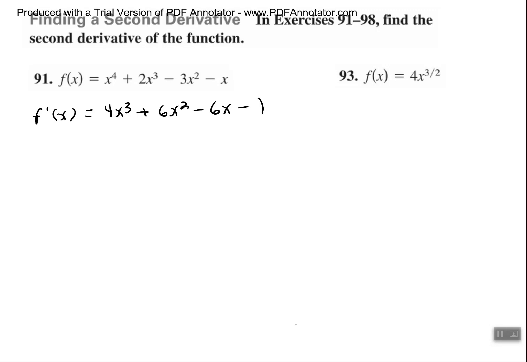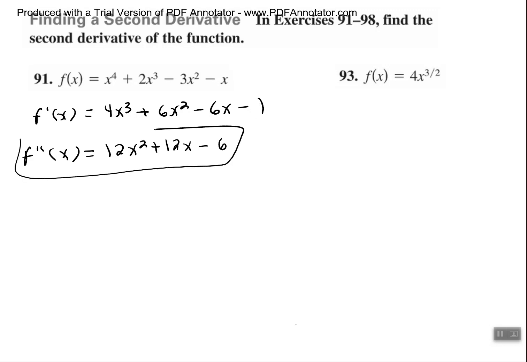is 4x to the third plus 6x squared minus 6x minus 1. And then to find the second derivative, you just find your derivative of the first derivative. So first derivative is slope or rate of change. Second derivative represents acceleration. And remember that your derivative of a constant is 0, so that would be the second derivative of the function.